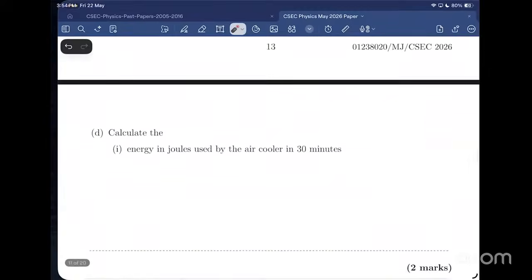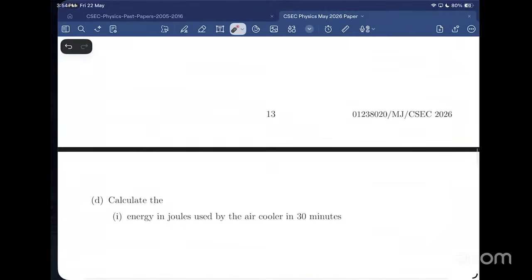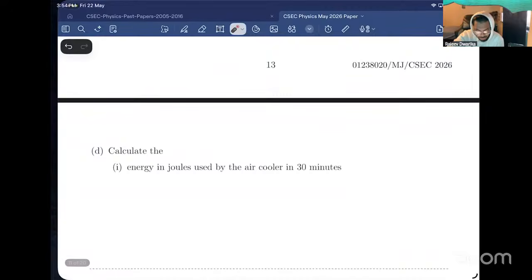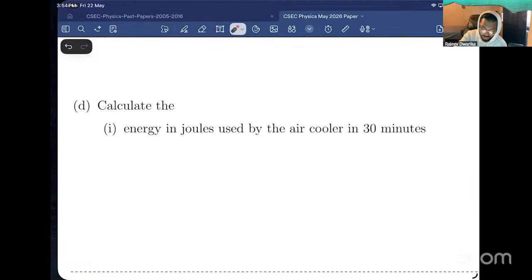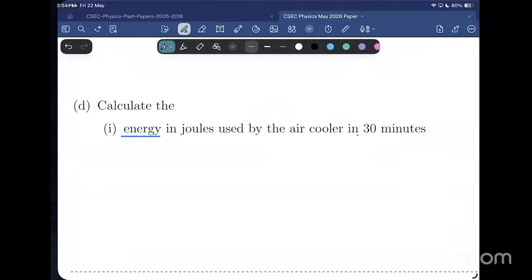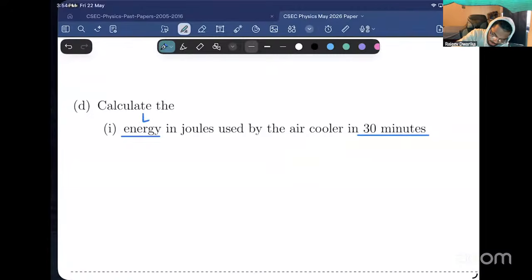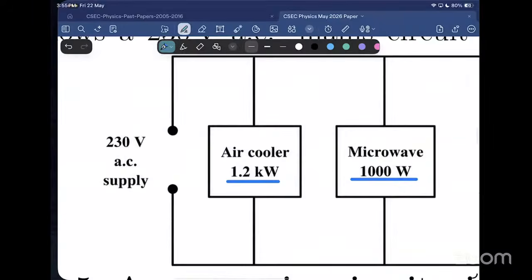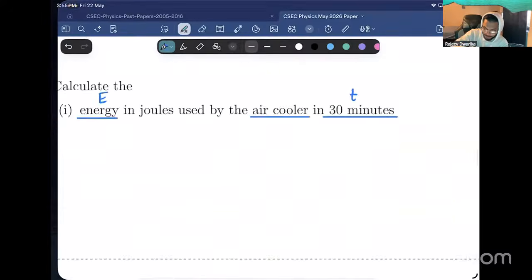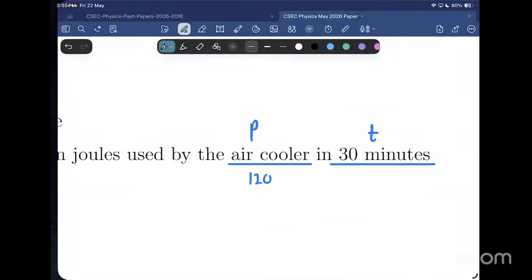Big up yourself. Next, calculate the energy in joules used by the air cooler in 30 minutes. All right. They're talking about energy. What was energy over time? They gave me time. So I have E, I have time, and the last question they gave us power for the air cooler. 1.2 kW. It was 1200 watts.